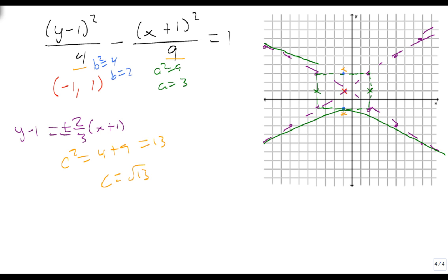And notice I'm doing up or down because the y, whoops, that's too close to the focus. There we go. The y comes first, so it's an up-down graph. And now we've graphed translated hyperbolas.